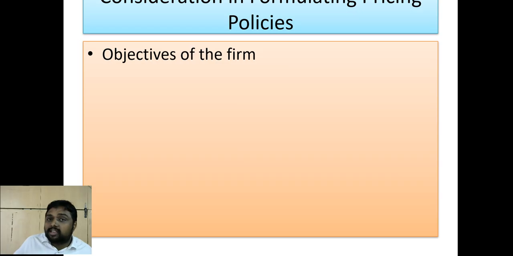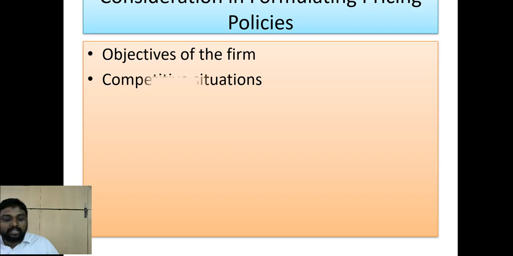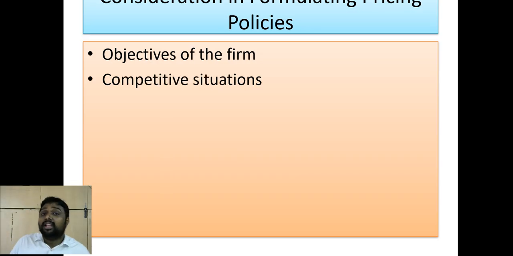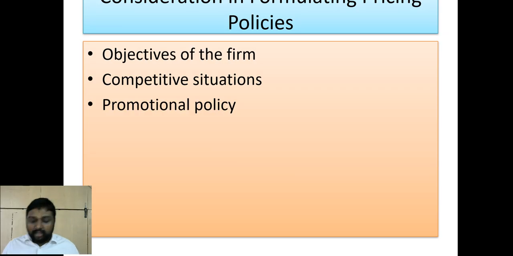See, the Amma Unavagam, the Amma hotel, is giving a low price because their objective is not to get profit. Their objective is to reach those who do not have food. Next will come competitive situation. Reliance is giving a low price because of the competition. They want to make that up. Then promotional policy depends upon the company. In the starting stage, they will give a lot of offers and discounts. That is a part of promotion.